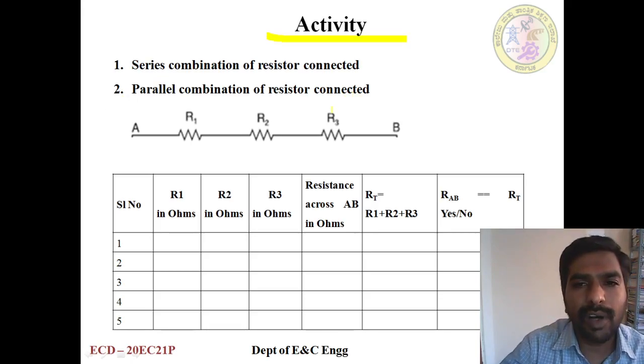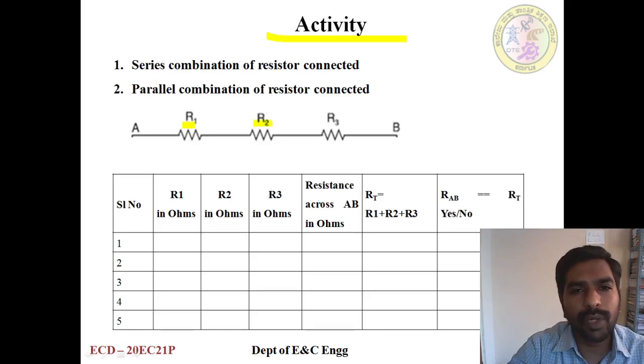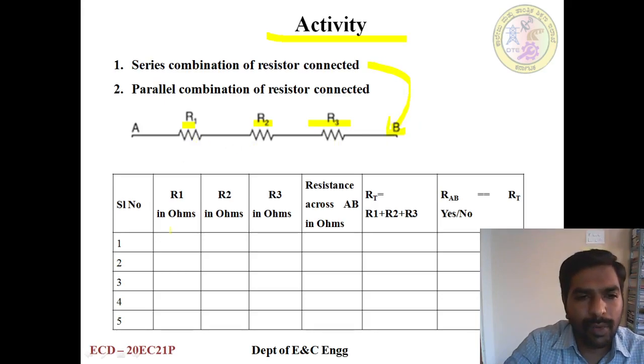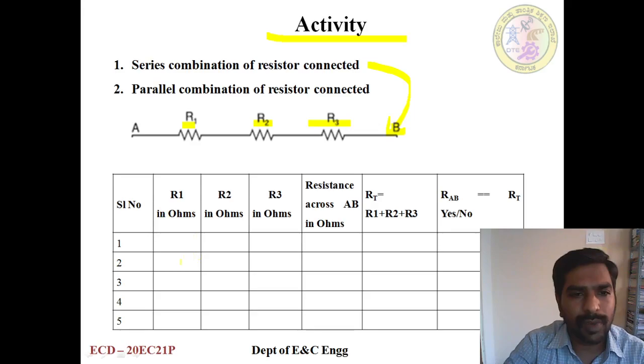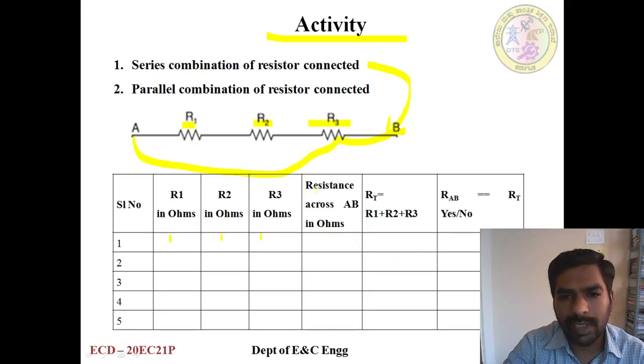You have to take a combination of 3 resistors, name them R1, R2 and R3, and place them on a breadboard connected in such a fashion. This fashion we call a series combination. Take the same 5 resistors whose values you know, note down the values R1, R2, R3, and with the multimeter measure the resistance across A and B. Note down the resistance across AB.